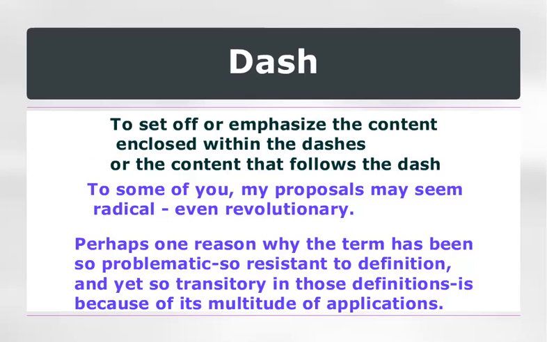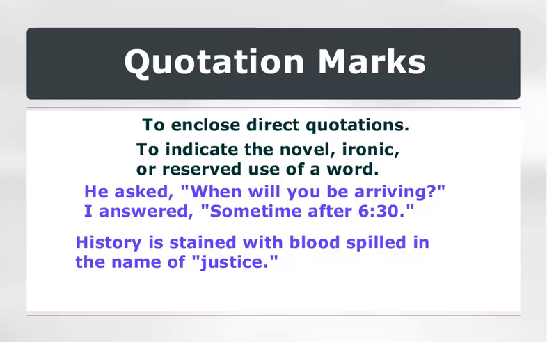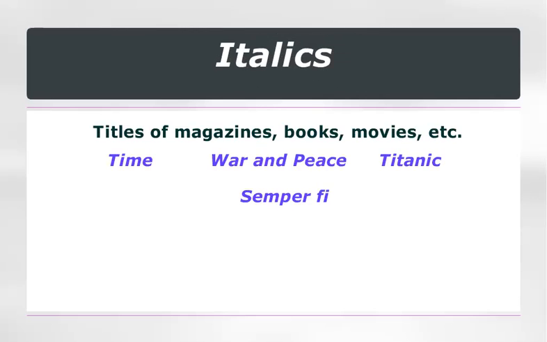A dash is used to set off or emphasize the content enclosed within the dashes or the content that follows the dash. A dash is also used to set off a appositive phrase that already includes commas. The cousins, Tina, Todd, and Sam, arrived at the party together. Quotation marks can be used to enclose direct quotations or to indicate the novel, ironic, or reserved use of a word. Italics have pretty much replaced underlining as a way to indicate titles of magazines, books, movies. However, occasionally underlining is still used.